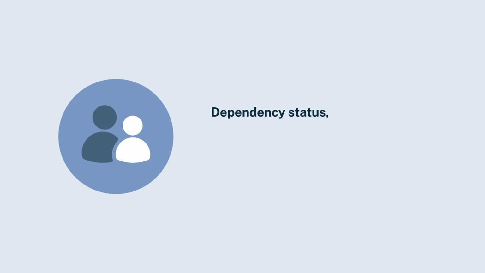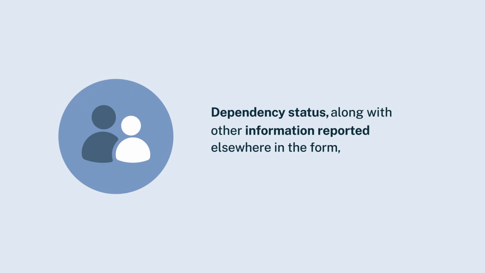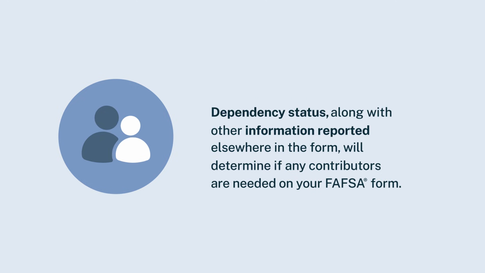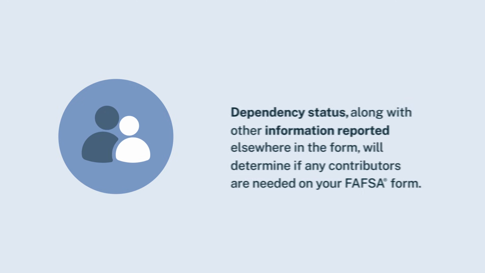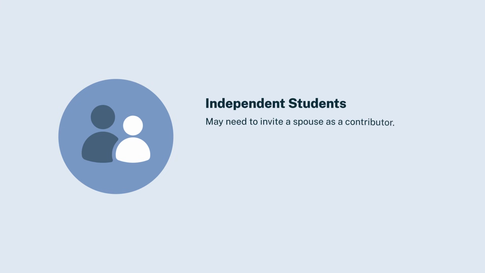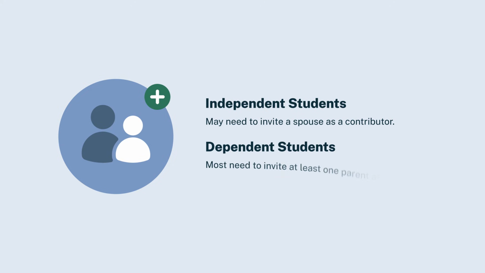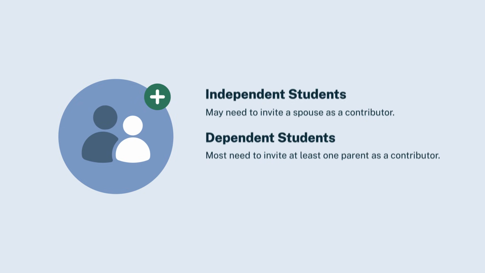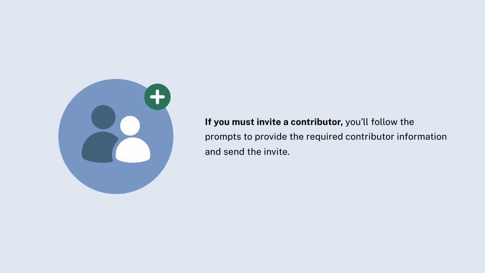Your dependency status, along with other information reported elsewhere in the form, will determine if any contributors will be required to participate on your FAFSA form. An independent student may need to invite a spouse contributor. Most dependent students will need to invite a parent, and in some cases your other parent or your parent's spouse, your step-parent, may be identified as an additional contributor. If you must invite a contributor, you'll follow the prompts to provide the required contributor information and send the invite.